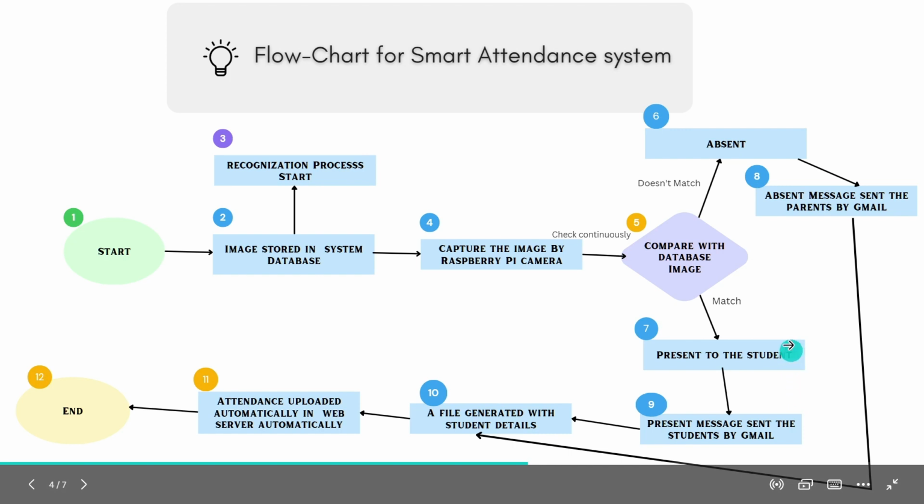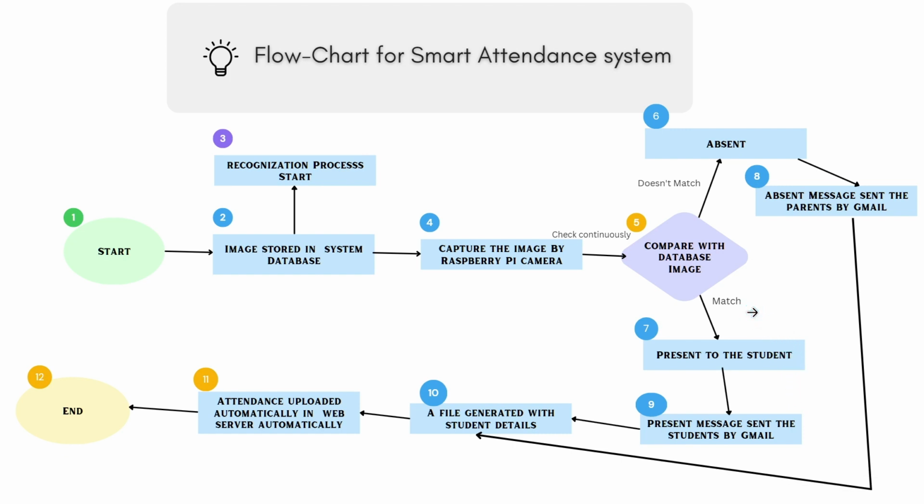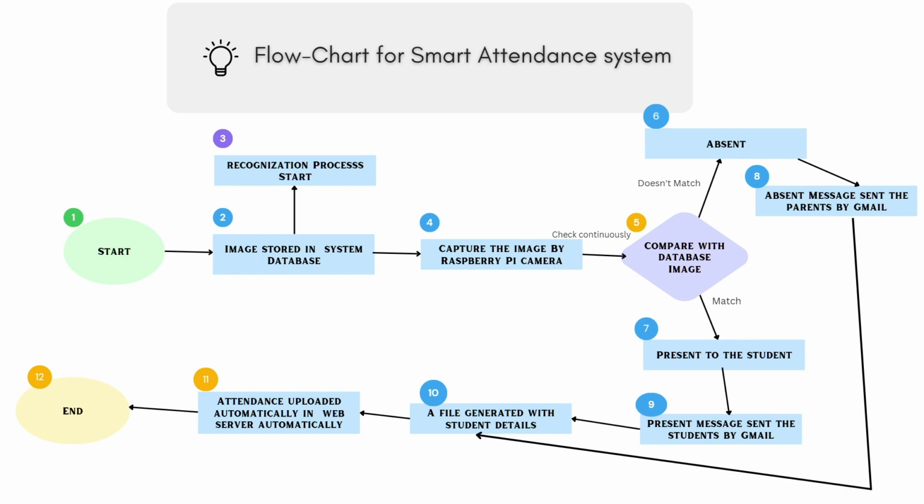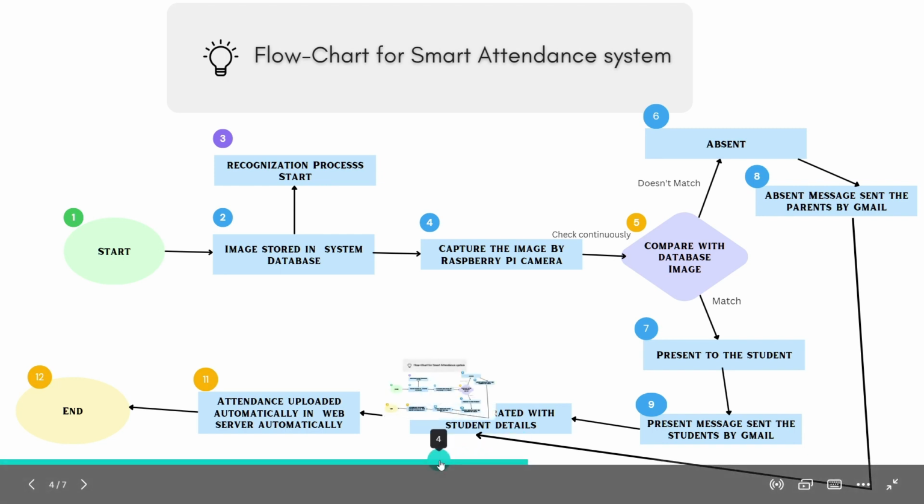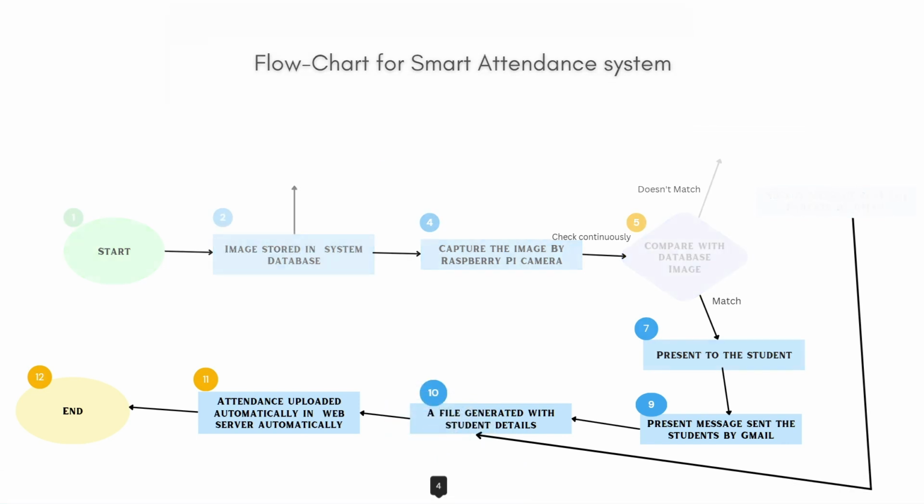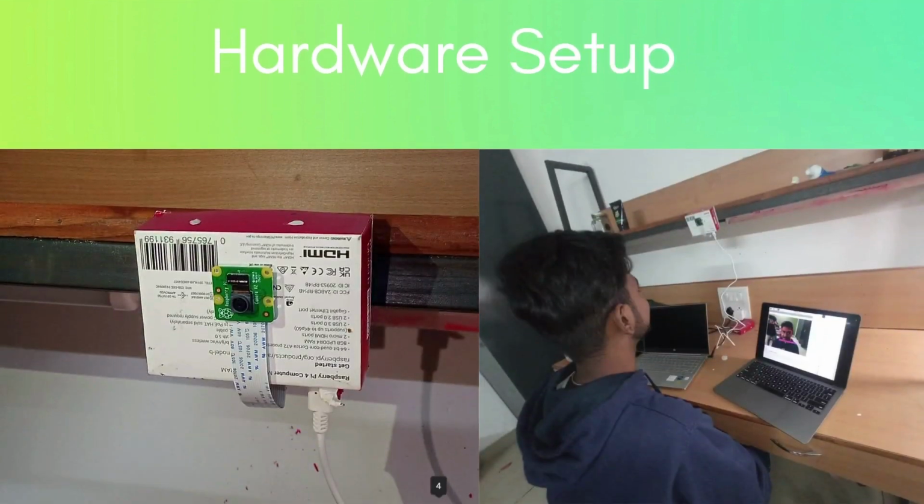If the image does not match, it shows absent and sends a message via Gmail to the absent student's parents. Then a file is generated with the student data, and the attendance is uploaded automatically to a web server. After that, the program ends. So that's the program. And this is the hardware setup.